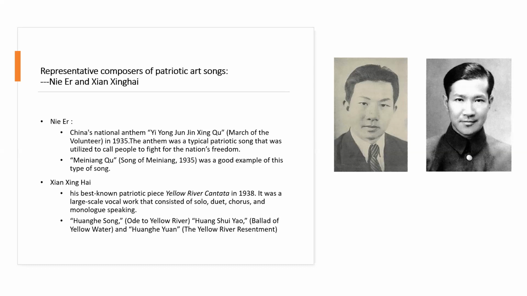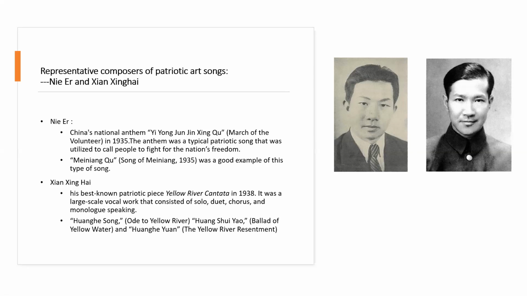So Xian Xinghai is another important composer for patriotic art songs. He wrote his best-known patriotic piece, Yellow River Cantata, in 1938. It described the stories of ordinary people during the war. It was a large-scale vocal work that consists of solo, duet, chorus, and monologue speaking.